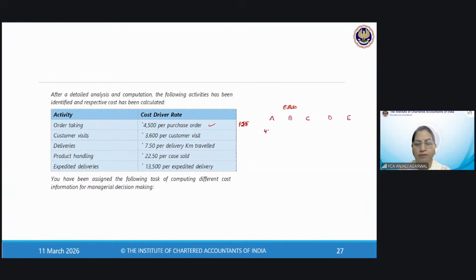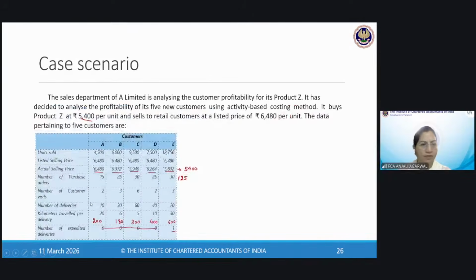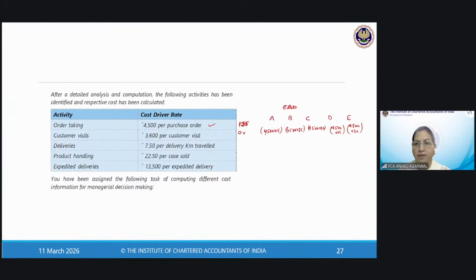So for this, 4,500 into 15, 4,500 into 30, 25, 4,500 into 30, 4,500 into 25, and 4,500 into 30. So this is the overheads incurred for order taking. 3,600 per visit. Customer visits are also given, 2, 3, 6, 2, 3. So multiply this amount by 2, 3, 6, 2, 3.